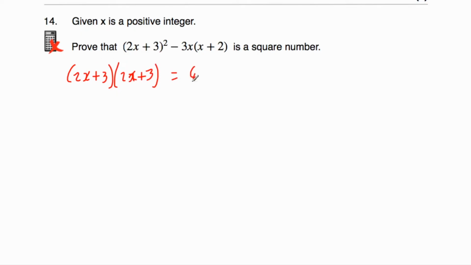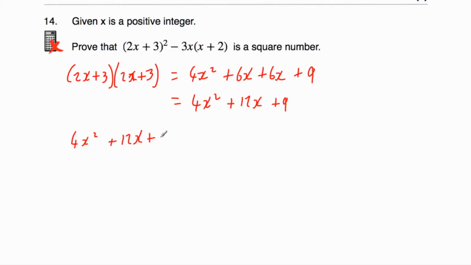2x times 2x is 4x squared. 2x times 3 would be plus 6x. 3 times 2x is plus 6x, and 3 times 3 is plus 9. And whenever we simplify this, we get 4x squared. 6x plus 6x is plus 12x, and then we've got our plus 9. So that's what we get whenever we expand our first bracket, so whenever we square our first bracket. And then we've got 4x squared plus 12x plus 9.